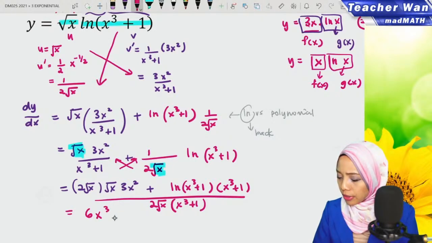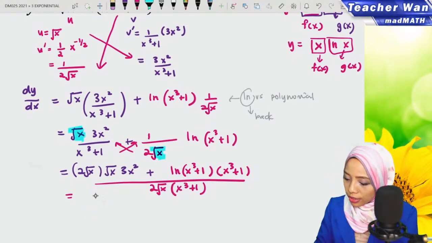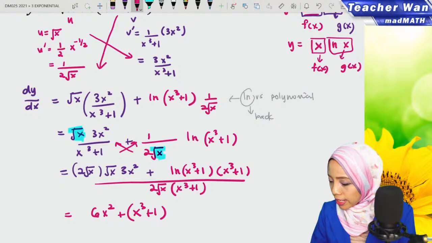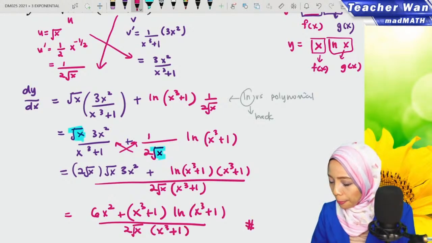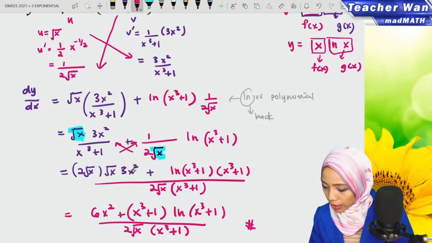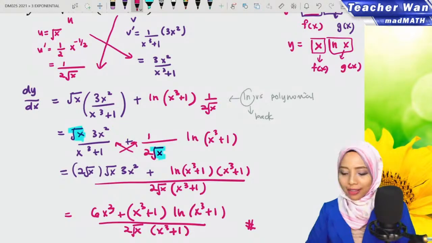cube. Okay, 6x cube. I write a bit lower because it is going to mix with the denominator of the function above. So 6x square plus x cube plus 1 ln x cube plus 1, and then below this, that's it. So things that you can simplify are 6x, 6x square. X square or x cube? This is x square. Multiply with x here, so it becomes x cube.